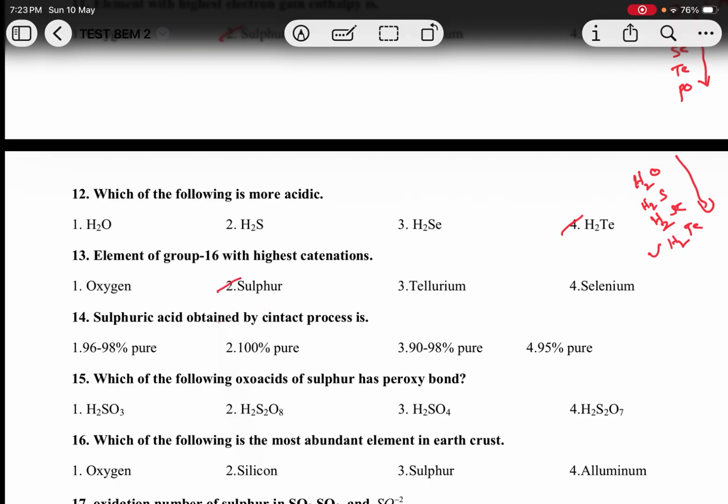Next, sulfuric acid is obtained by, this is a spelling mistake, the contact process. Sulfuric acid prepared by the contact process is: 1, 96 to 98% pure; 2, 100% pure; 3, 90 to 98% pure; 4, 95% pure. So 96 to 98% pure sulfuric acid is prepared in the contact process.